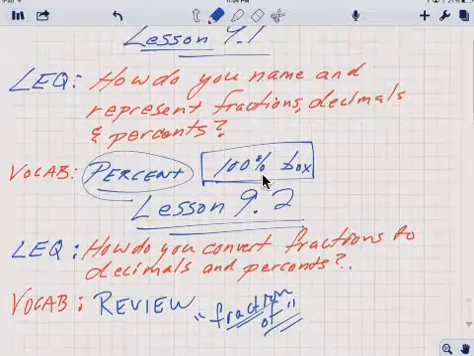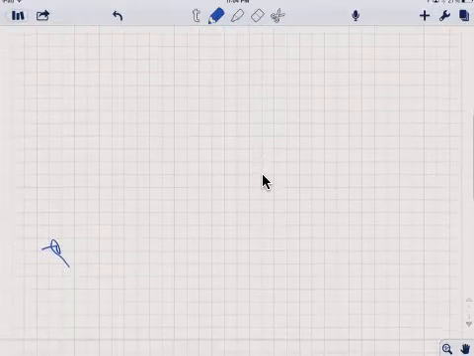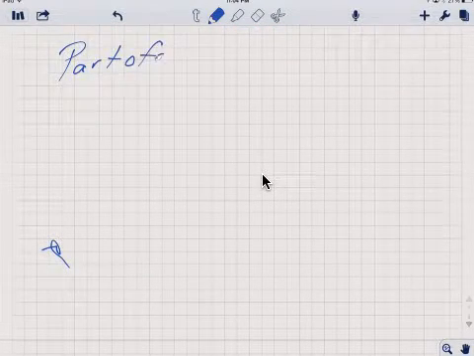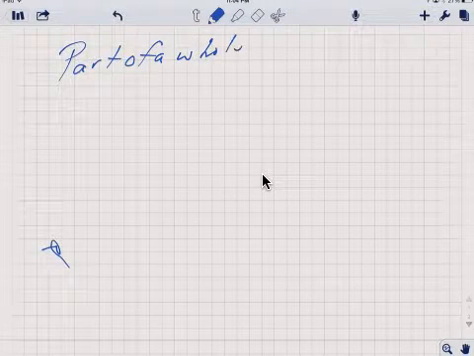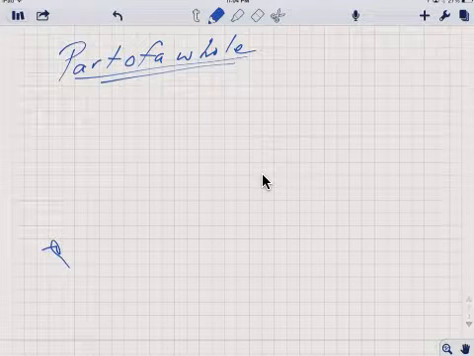Alright, so let's start off with just a review again of fractions, decimals. What are they? All of these things are part of a whole. So don't lose concept of that. These are all the same thing. If fractions made sense to you, the percentages are going to make sense as well.